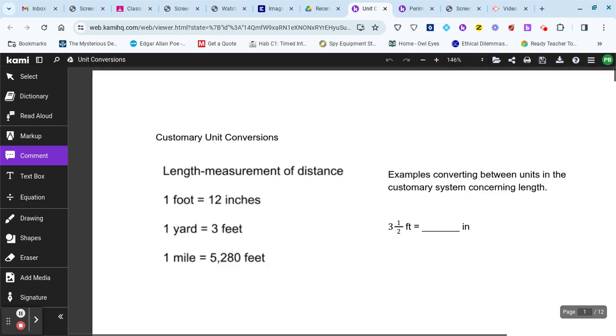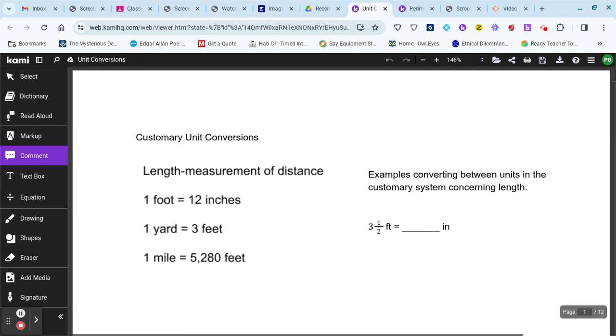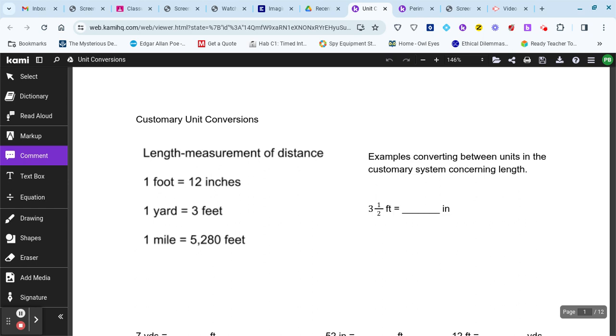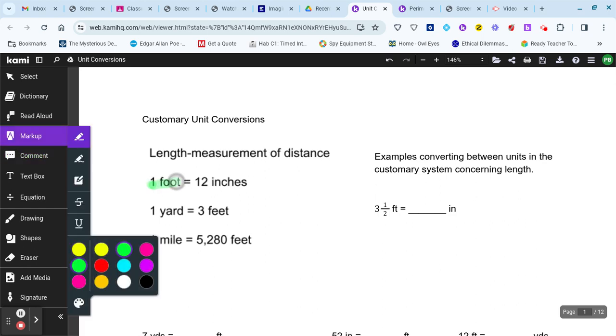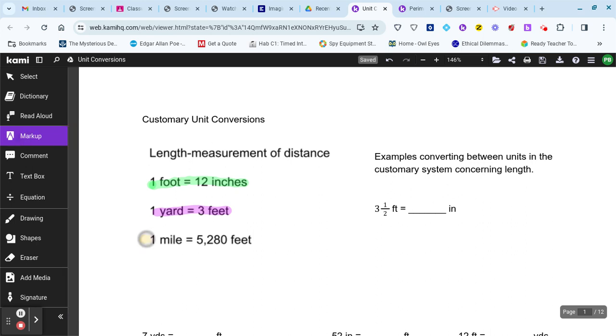All right, so let's start off on page 1 with customary length conversions. So, guys, I want you to know that 1 foot equals 12 inches, and you might want to write some of these down because you're going to need them. A yard equals 3 feet, and of course, 1 mile equals 5,280 feet.